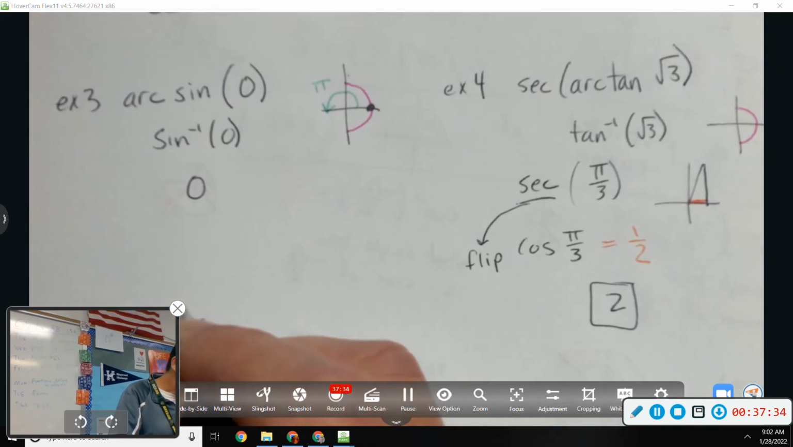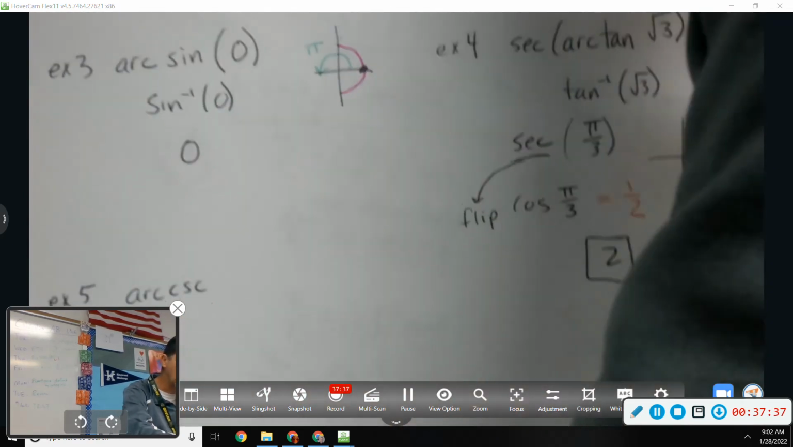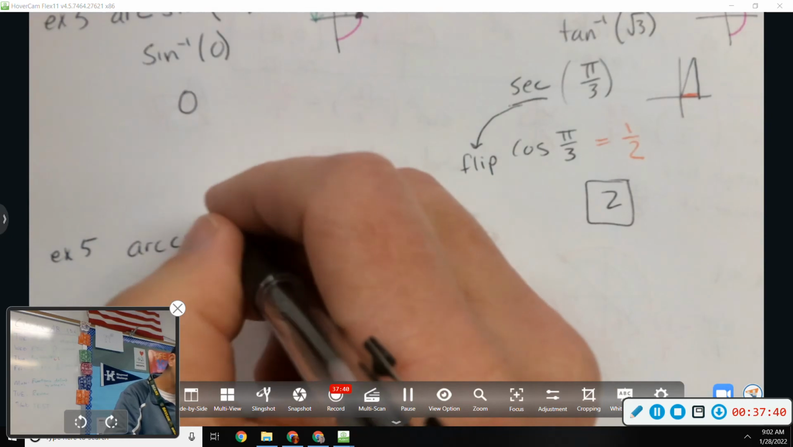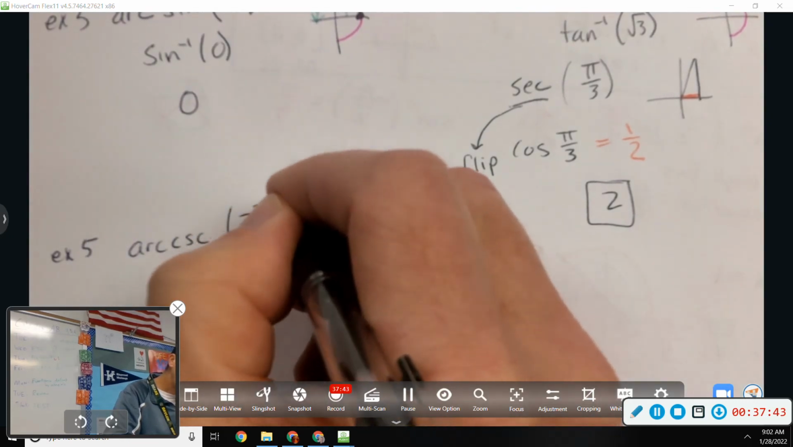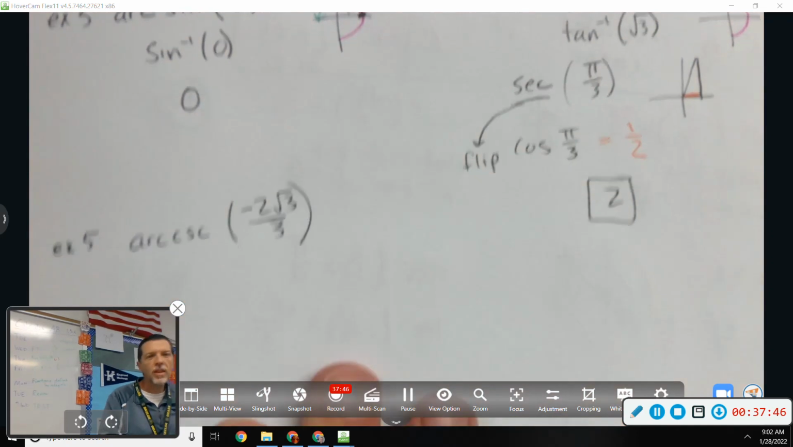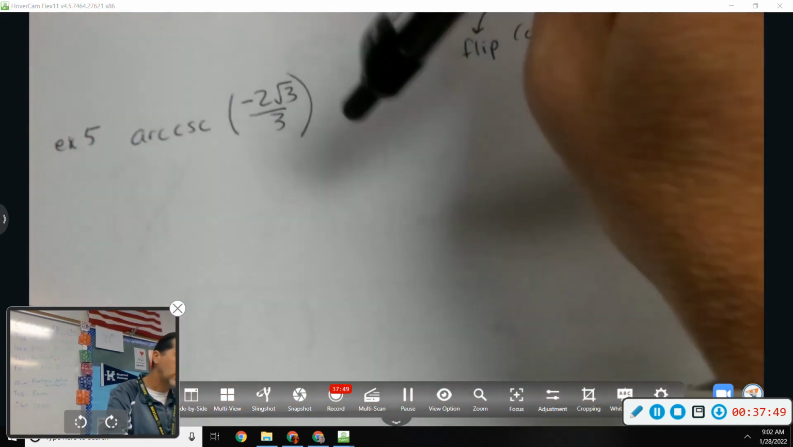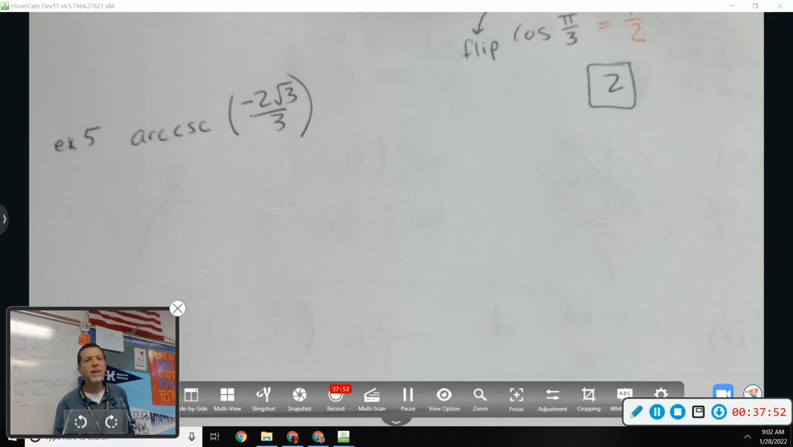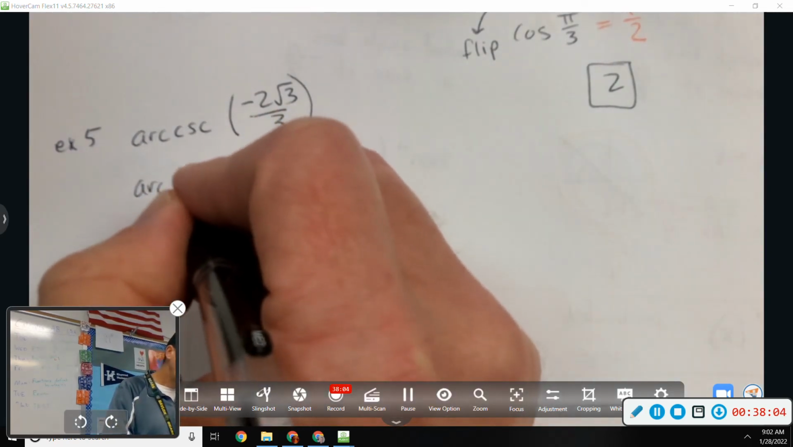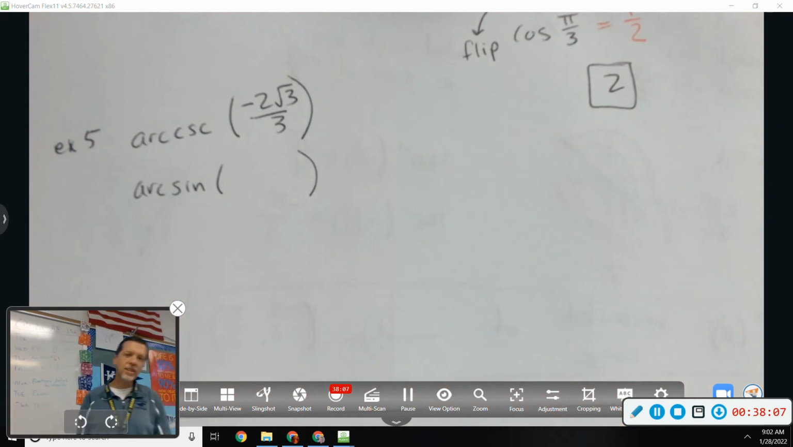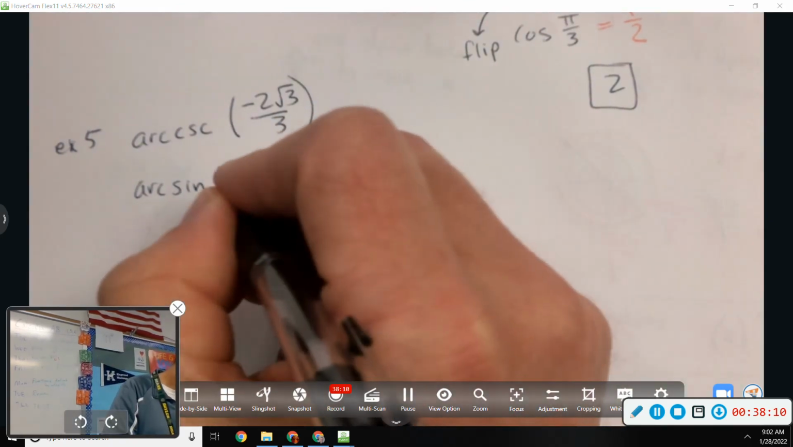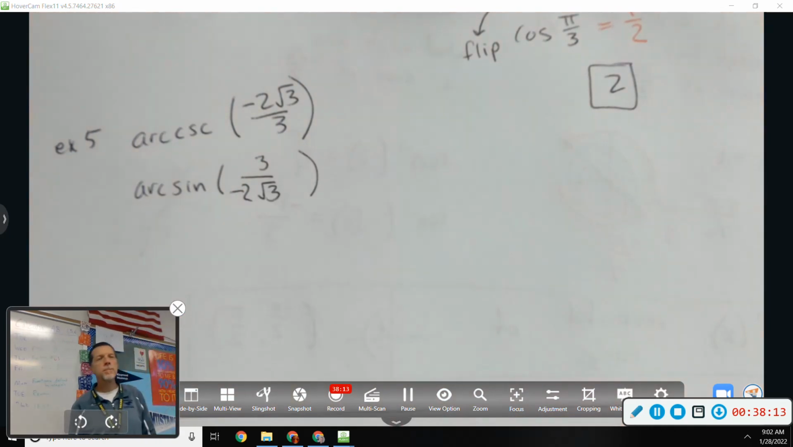Let's do one hard one and one easy one. Then we'll be done. Arc cosecant of negative 2 root 3 over 3. Arc cosecant. What a pain. I don't want to do arc cosecant. So do what? Sine. Arc sine. And what's the price I pay for doing arc sine? I have to flip it. But then I have to fix it because that doesn't look like the right value.